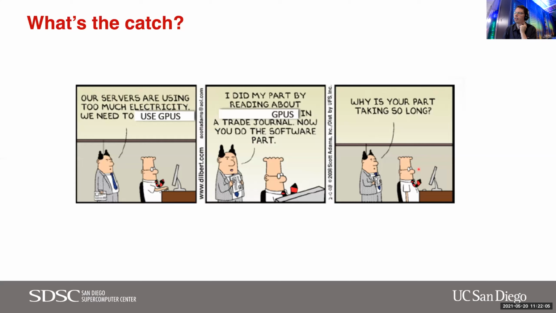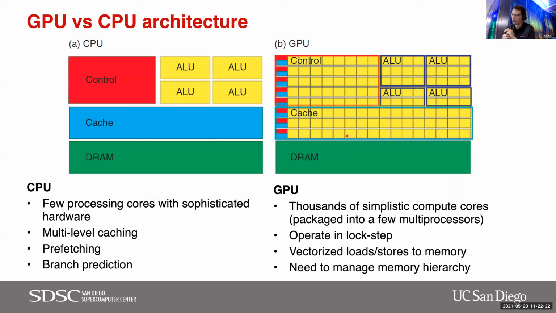Now, what's the problem with that? And that's why you are all here. You want to use GPUs because you want to cut down on your electricity costs and finish your simulation faster, and then the manager asks you, why is your part taking so long? It has to do with the GPU architecture. You can't just take your code and compile it for the GPU. You have to actually develop algorithms that run efficiently on the GPU.